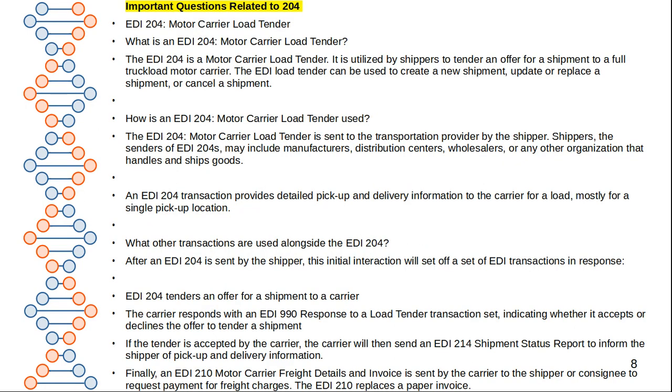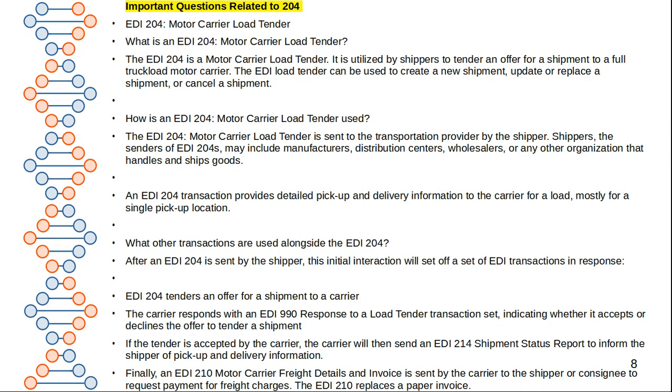There are multiple important questions. If you are giving an interview regarding the 204 transaction set, these are the important questions that might be asked in your interview. So EDI 204, what is it called? 204 is called the motor carrier load tender. What is the 204 motor carrier load tender? The EDI 204 is the motor carrier load tender.